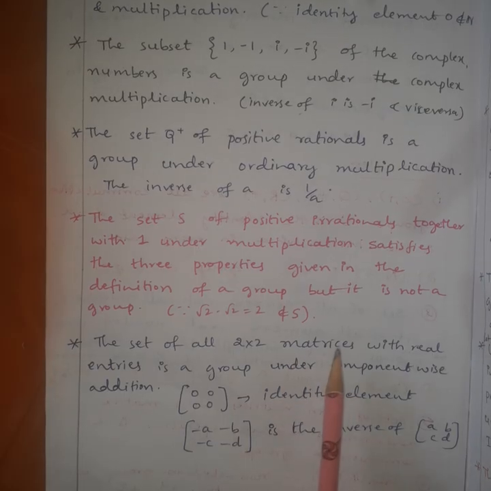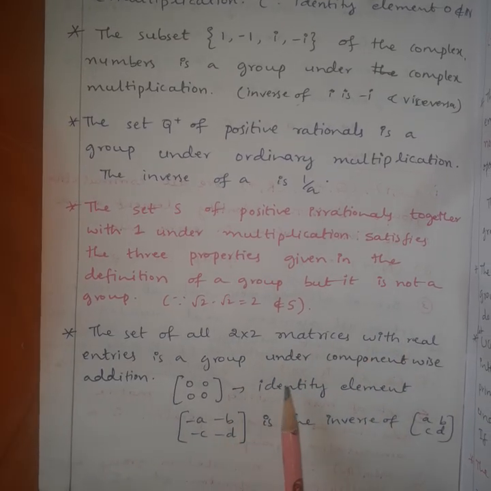Okay. Next example, the set of all 2 by 2 matrices with real entries is a group under component-wise addition. Here the matrix with entries 0, 0, 0, 0 is the identity element, and the matrix with entries minus a, minus b, minus c, minus d is the inverse of the matrix with entries a, b, c, d. The operation is component-wise addition. So in general, the set of all n by n matrices with real entries or complex entries is a group under the operation of matrix addition.